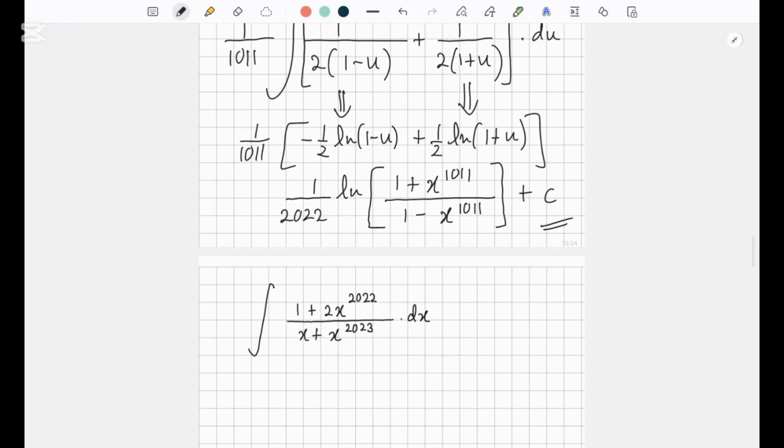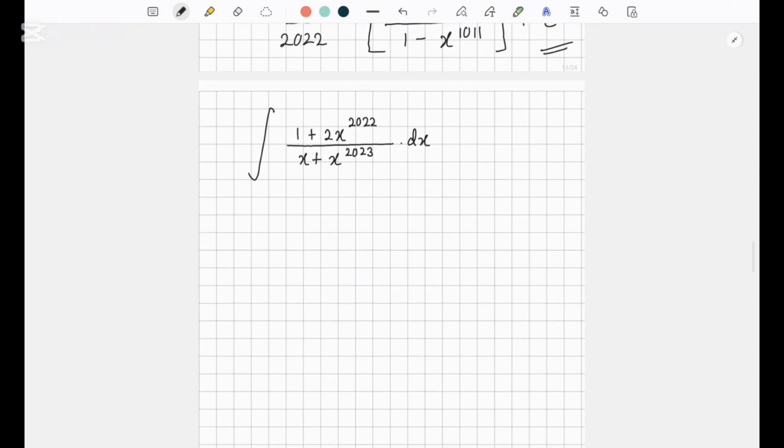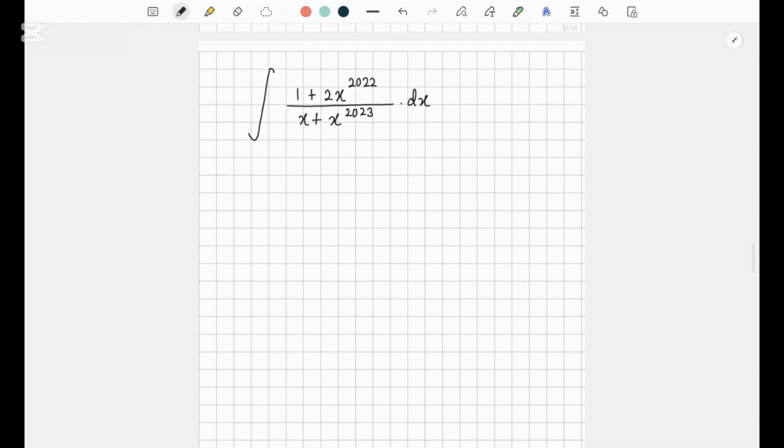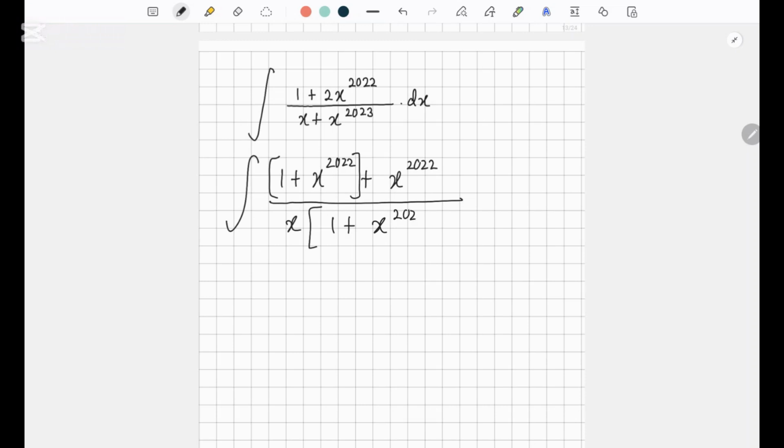And now let's go on to the next one. When it comes to this question, it's a bit different, but basically you guys can figure it out. It's not that hard. So what I'm going to do is write this, 1 plus 2x to the power 2022, as 1 plus x to the power 2022 plus x to the power 2022, putting these two in one bracket over x. Now if you look at the denominator, you could factorize, right? If you take x out, we'll have x into 1 plus x to the power 2022.